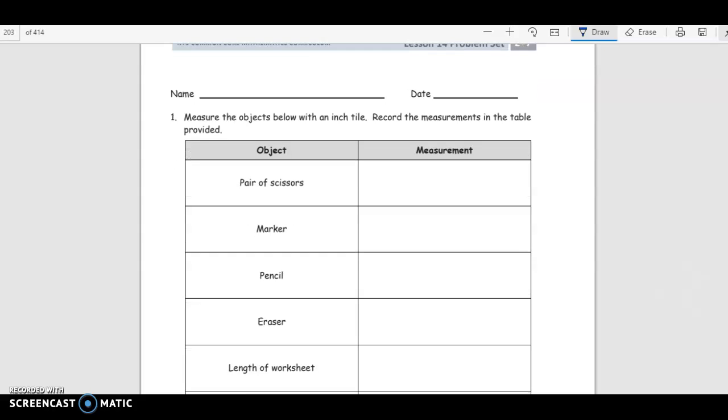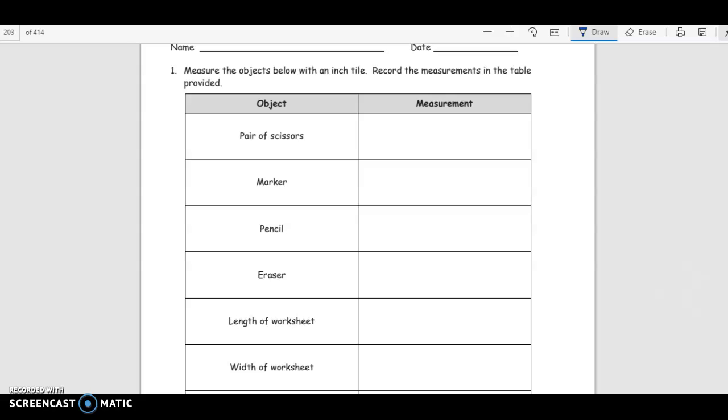So hopefully you have a ruler to use or an inch tile. If not, you might want to find one now because that's what you'll need to finish today's math. The first object is a pair of scissors. So you're going to lay the pair of scissors down and you're going to measure it with either inch tiles or rulers. And then you will write your answer here for how long it is.